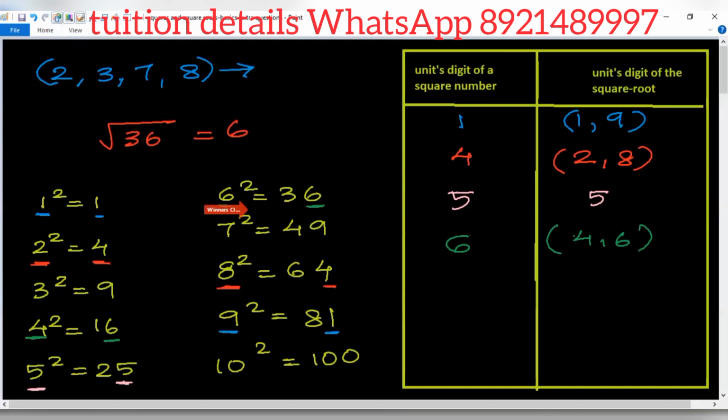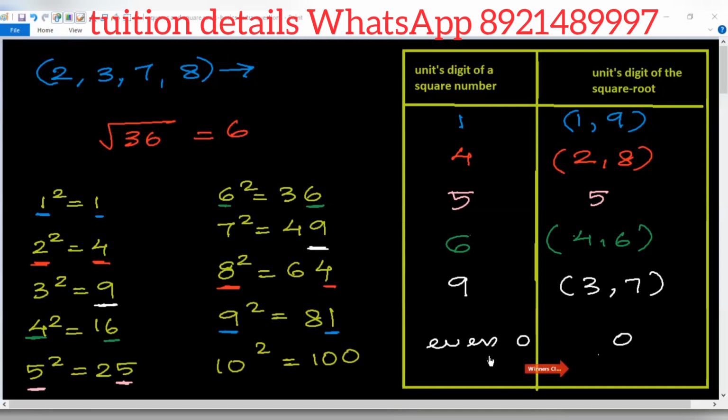Next possible digit is 9, see, 9. So if it is 9, the units place of the square root is 3 or 7. And if the square number ends with an even number of zeros, the units digit of the square root is also 0. Just half the number of zeros will be there. Okay, that we will discuss later.